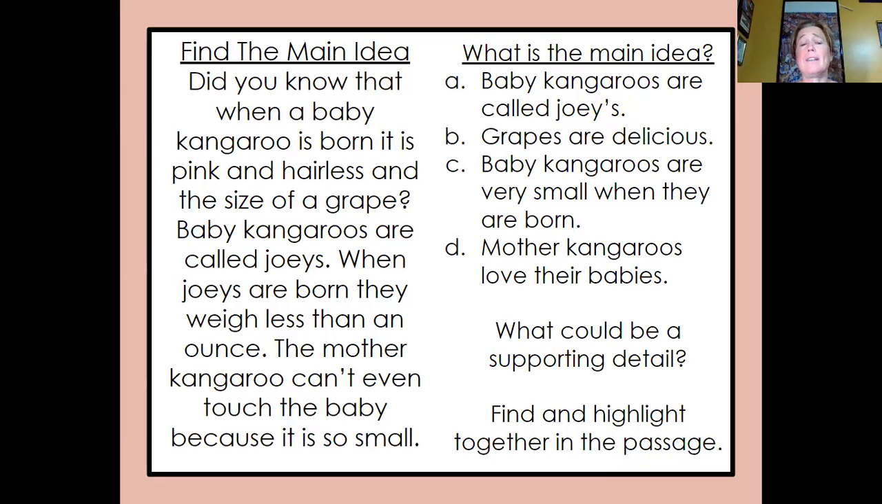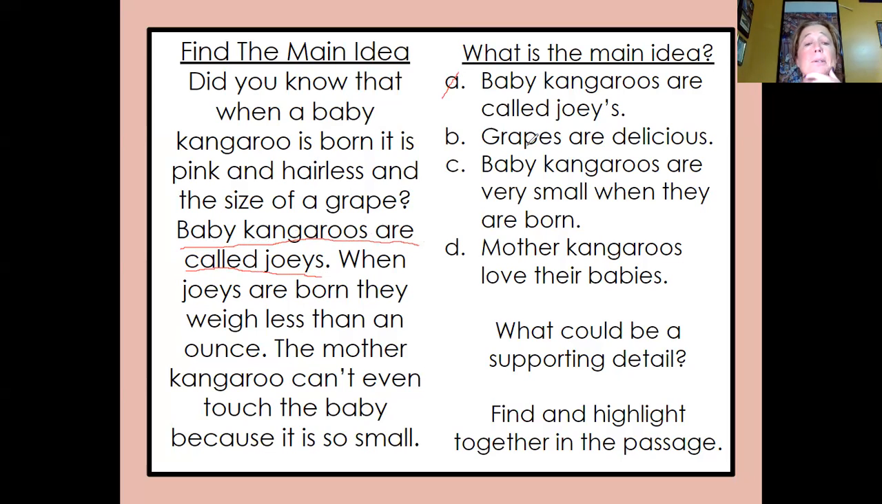All right, so I did not realize just how small kangaroos are when they were born. So that's a lot of good information, but let's find out the main idea. Okay, so first off, let's look at letter A. Baby kangaroos are called joeys. So if I look at the paragraph and come down to look at baby kangaroos are called joeys, is the entire paragraph about the fact that they're called joeys? No. So this would be what we call a supporting detail. Okay, so I'm going to underline that.